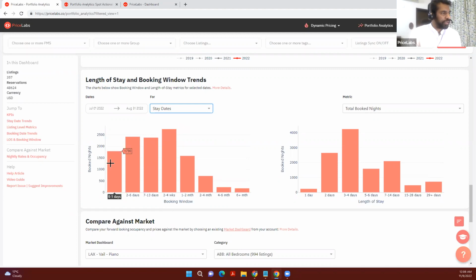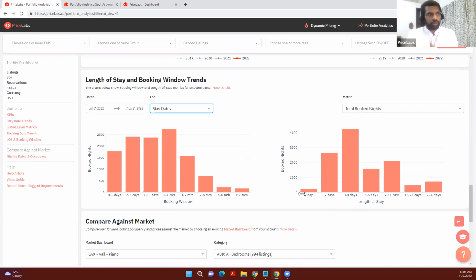But this allows you to quickly understand what's happening in terms of booking window, and also what's happening in terms of length of stay. So in summer, I'm getting a lot more of those 2 days and 3-4 days bookings. There are some 5 to 6 day bookings, but not a lot of one night bookings, right? And this might be a factor of, if you don't allow one night stays, you will not see one night bookings in your data. So again, market data could tell you a different story, but at least this way you understand your own data better.